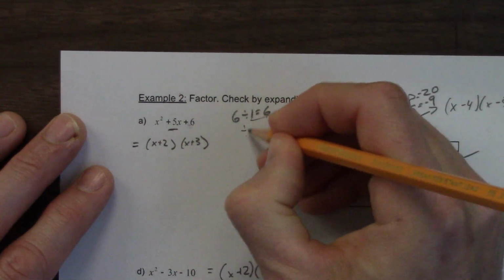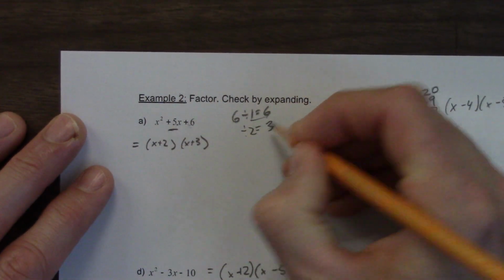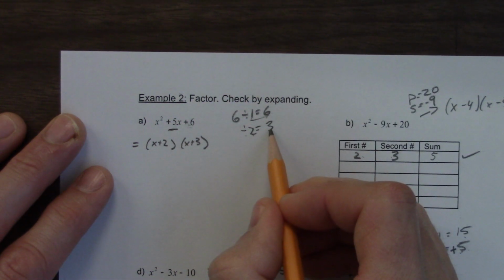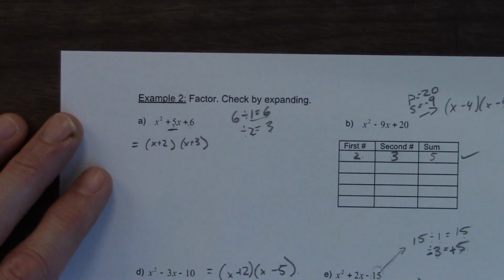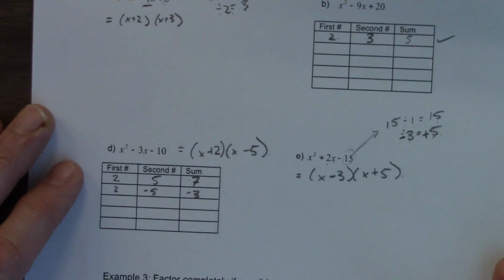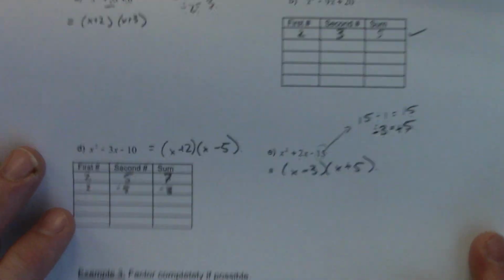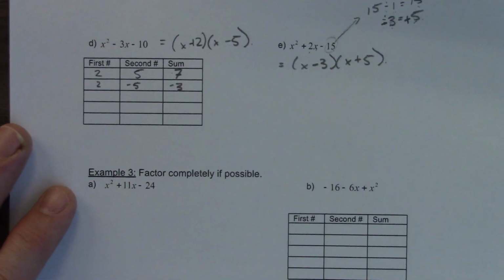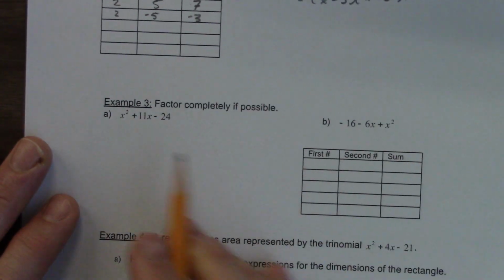So you go divided by 2 is 3. Can I use positive 2 and positive 3 to make 5? Yes, I can. So your factors are 2 and 3. Not sure what's easier for you guys, doing it that way or using the table. But it's just another way to do it.